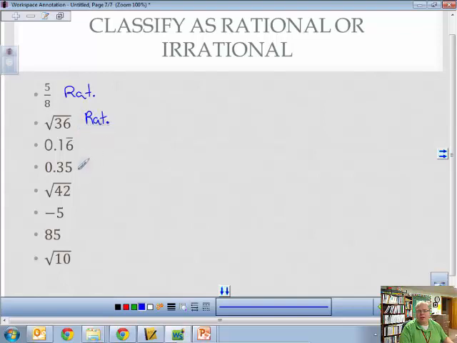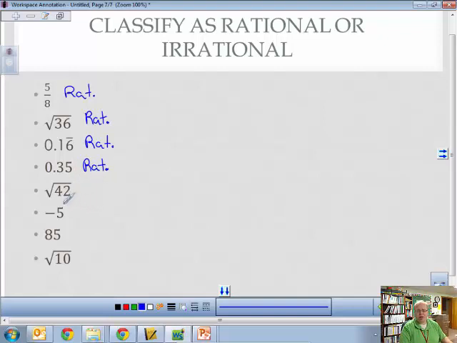I have 0.16 repeating with a 6 repeating. Well, isn't that a repeating decimal? And aren't repeating decimals also listed as rational numbers? Okay. 35/100. Well, what kind of decimal is that? That's a decimal that terminates. Well, isn't a terminating decimal also a rational number? So that's also going to be a rational number.